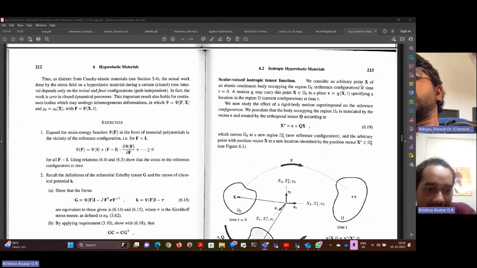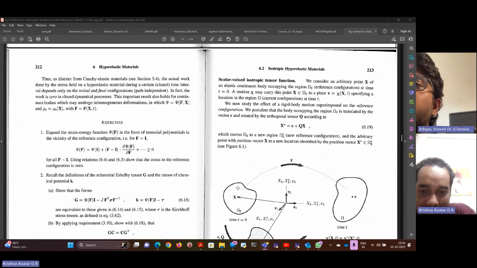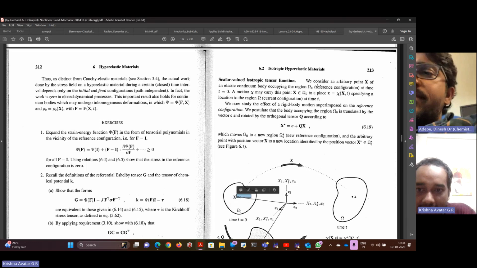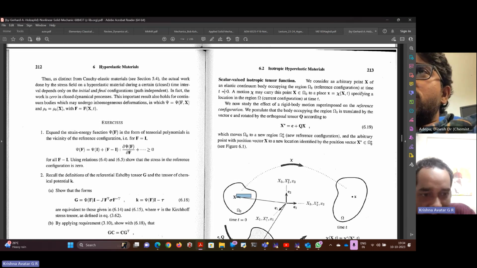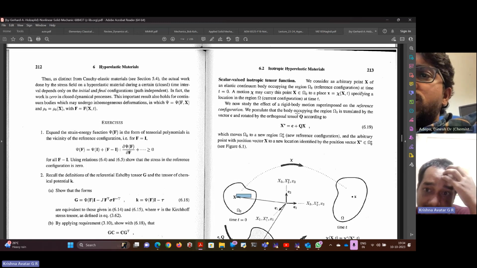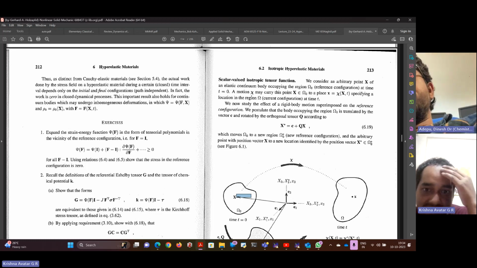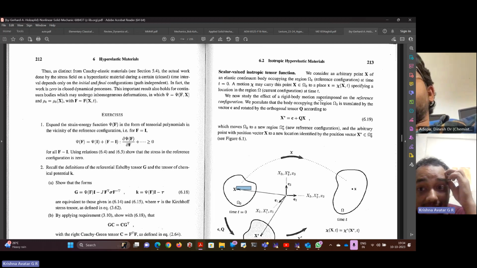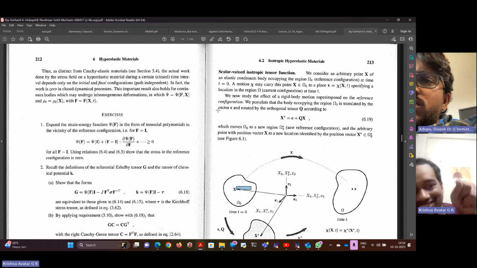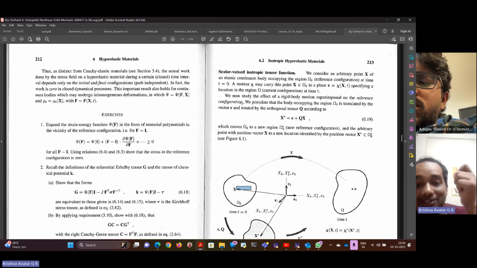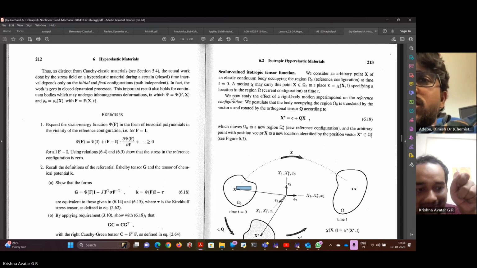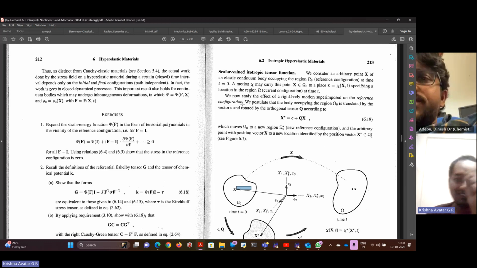We consider an arbitrary point X of an elastic continuum body occupying the region omega naught. Okay, so this is the reference configuration at time t equal to 0. A motion xi may carry this point to a place x equal to xi(X), which is just our mapping, specifying a location in the region omega, the current configuration. We now study the effect of rigid body motion superimposed on the reference configuration. Now you look, right? So we are superimposing on a reference configuration. Yeah, so that is the crux here.